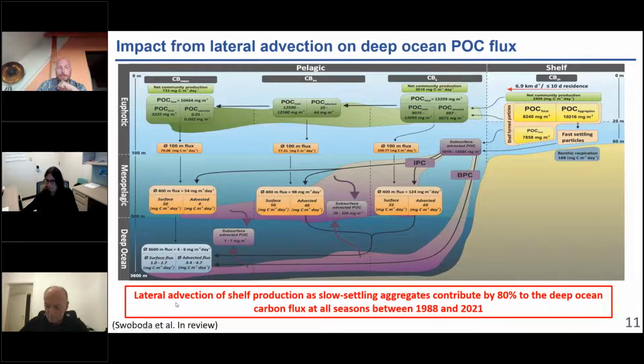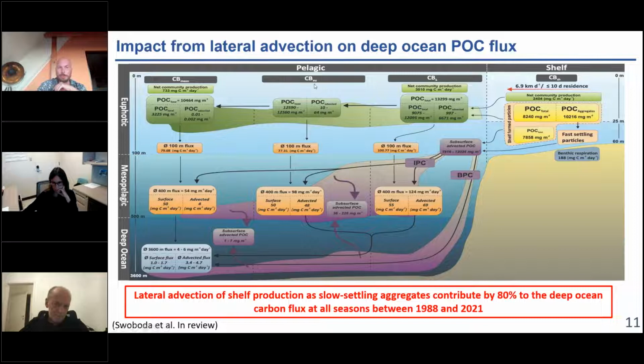And it really led to a lateral advection of shelf production, via these slow settling particles, that contributed 80% to the deep ocean carbon flux in all seasons between 1988 and 2021. It might be that if the microbial degradation is only 50% in the deep ocean, this is only 40%. It's still a significant part. And it's still really changing the whole picture.